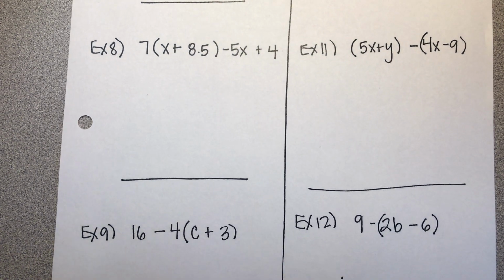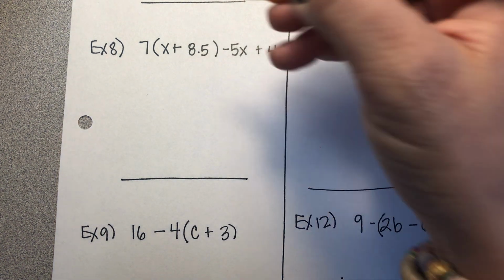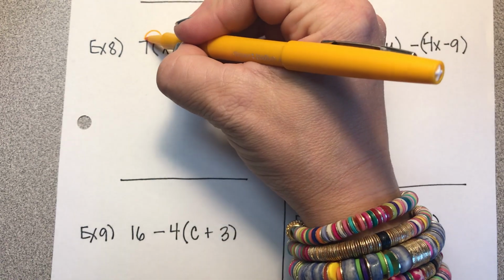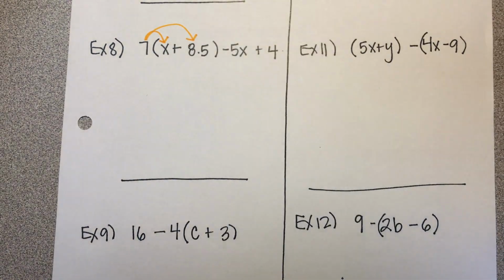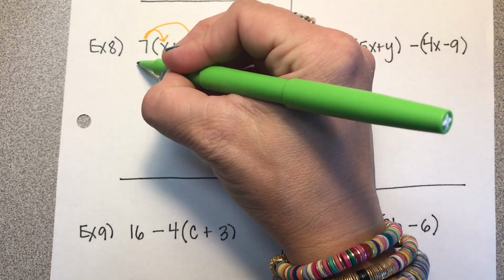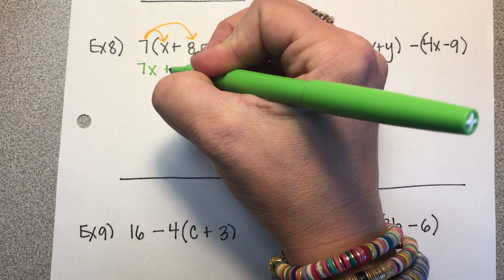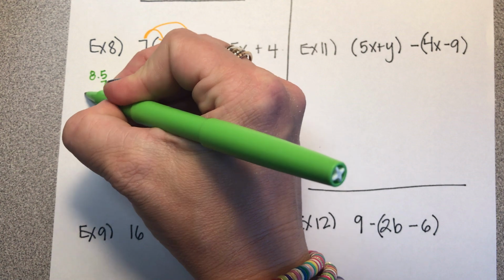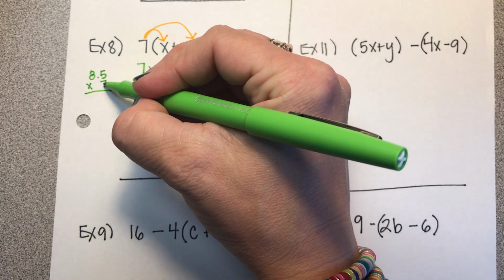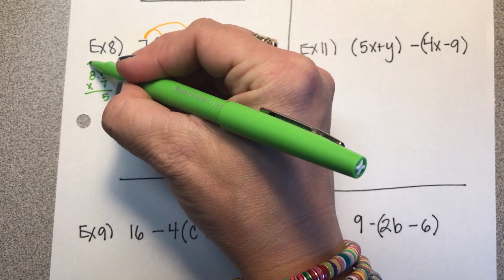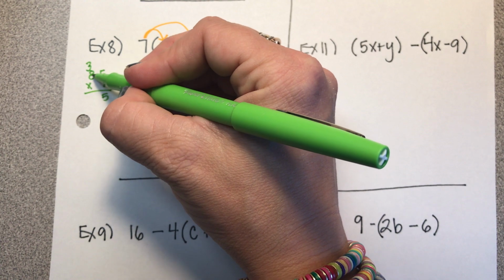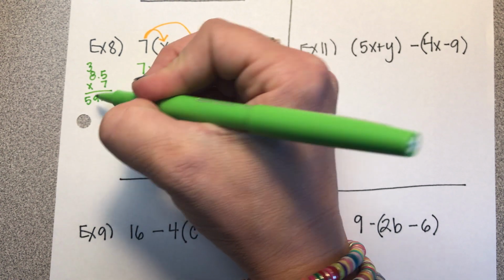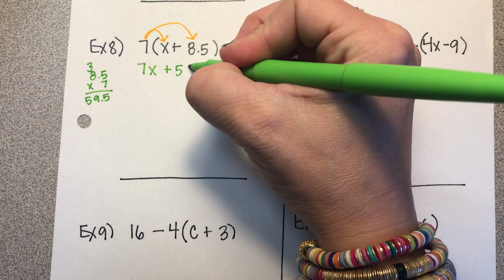Let's look at number 8. We're getting a little more complex. So I have 7 times x, and then 7 times 8.5. So 7 times x is 7x plus, if you don't know 8.5 times 7 off the top of your head, that's fine. 7 times 5 is 35. 7 times 8 is 56. Plus 3 is 59. One number behind the decimal.